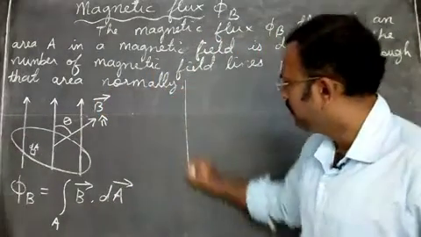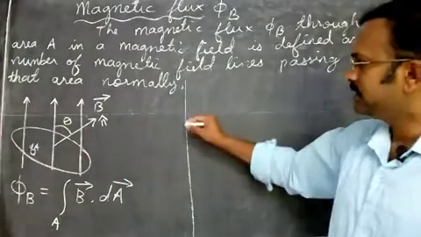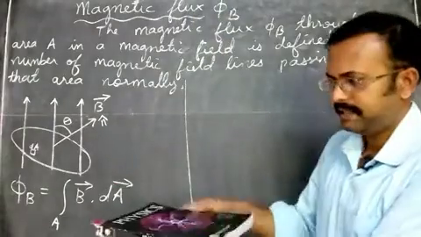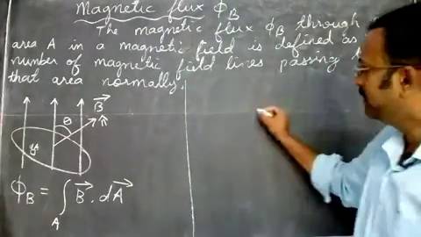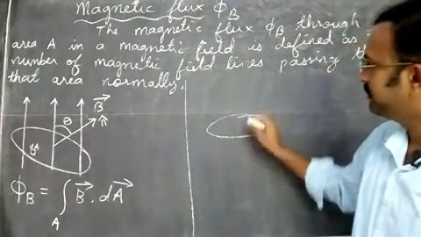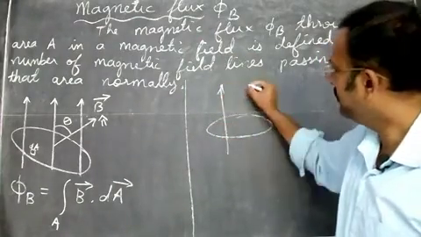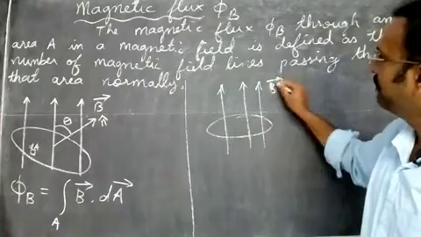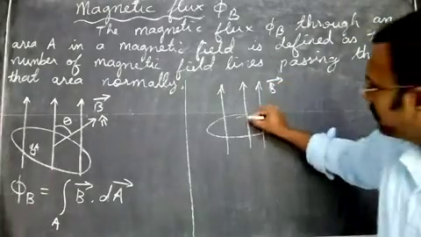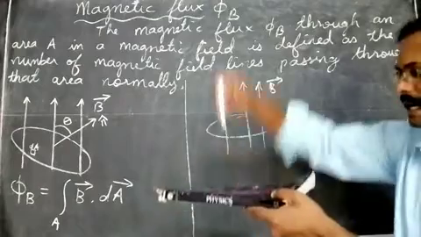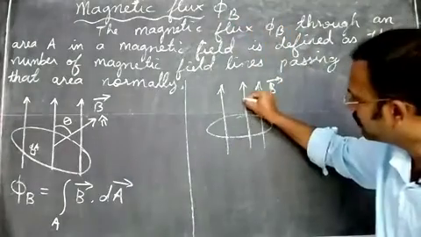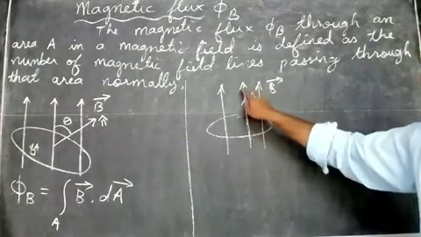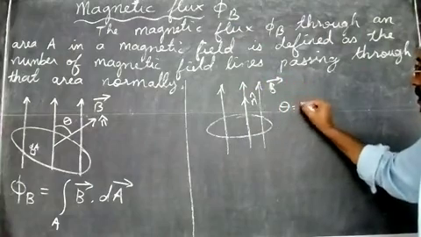Now we'll take a second condition. The condition is that the surface is exactly perpendicular to the magnetic field. This is the surface, and this is the magnetic field. So what happens to the normal? The normal goes in the same direction as the magnetic field. So the angle between the normal and the magnetic field is 0. The angle theta is equal to 0 degrees.